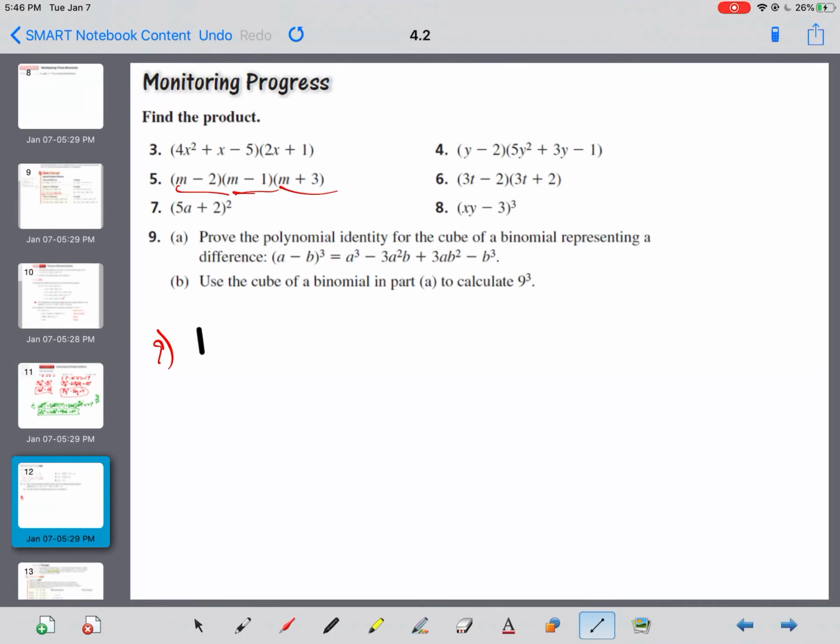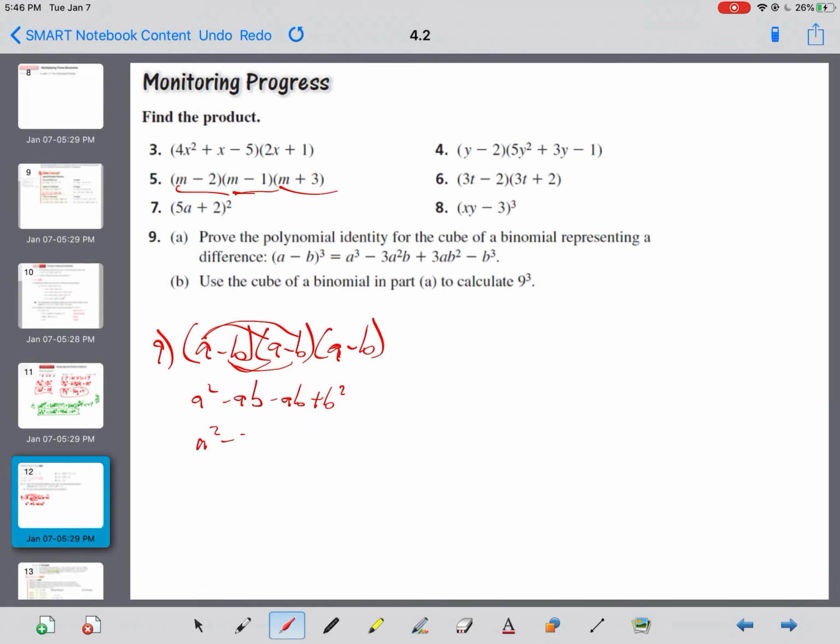Let's think about that. So we do a minus b times a minus b times a minus b. They did the plus, but they're making us do the minus. So a times a is a squared. A times negative b is negative ab. Negative b times a is negative ab. And then positive b squared. So a squared minus 2ab plus b squared.